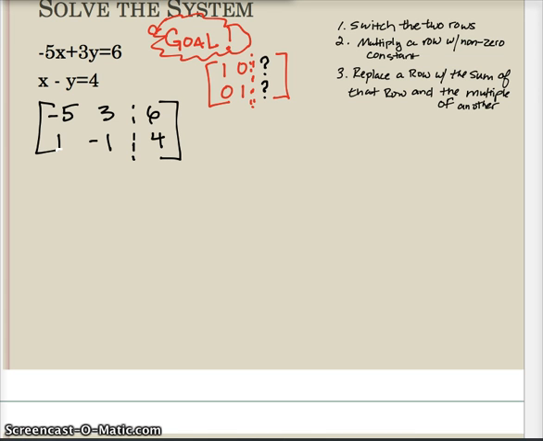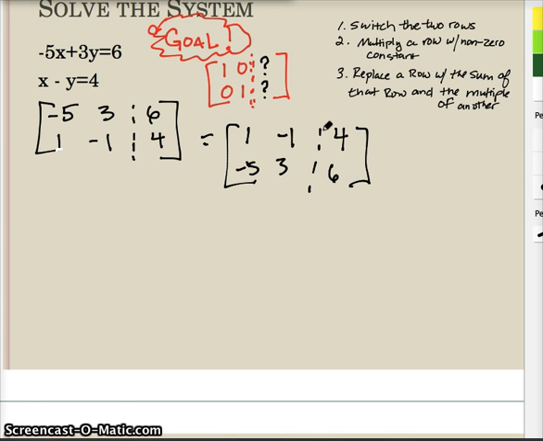How do we do that? We're going to use our rules. So here's the first thing I'm going to do. I recognize that I really want a 1 up here in my first column, right? So the first step I'm going to use is my ability to switch the two rows. I'm going to switch and put 1, -1, 4 at the top, and then -5, 3, and 6 at the bottom. So I've done the first thing, I've switched. And so I have a 1 here, which makes me feel good.